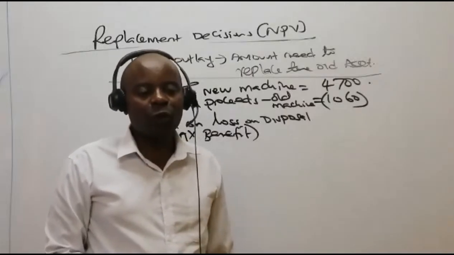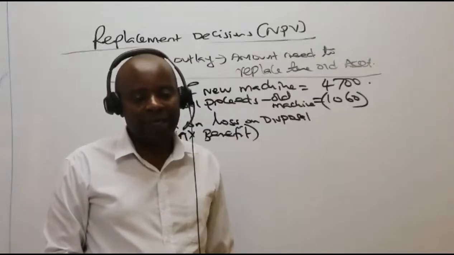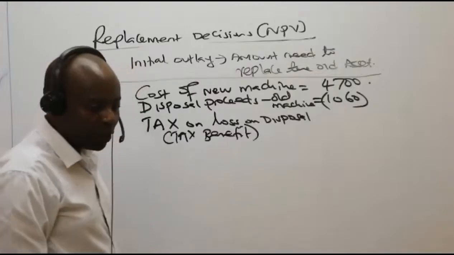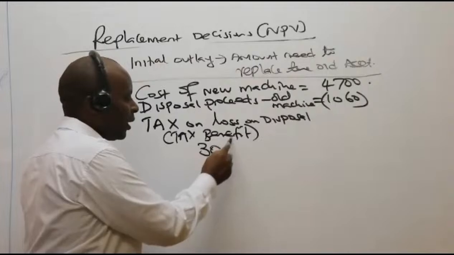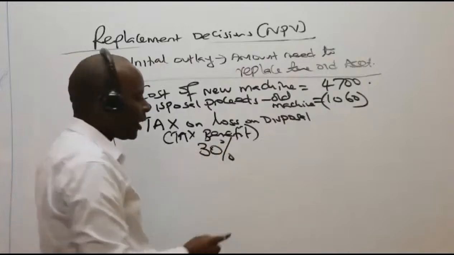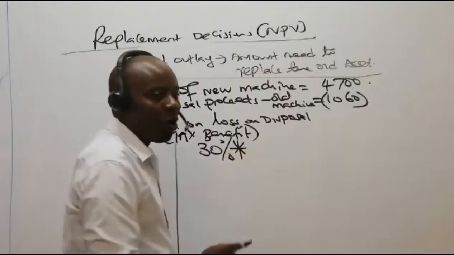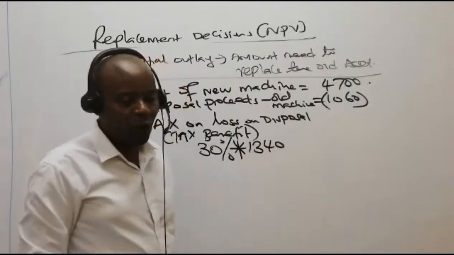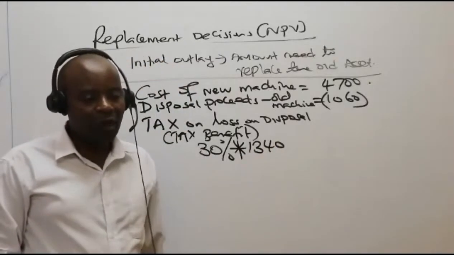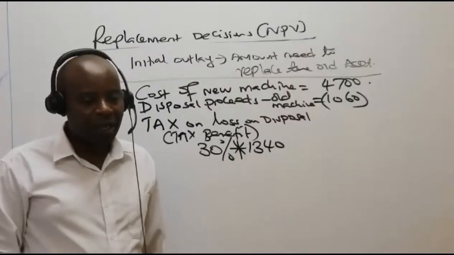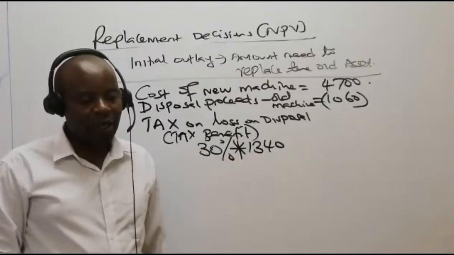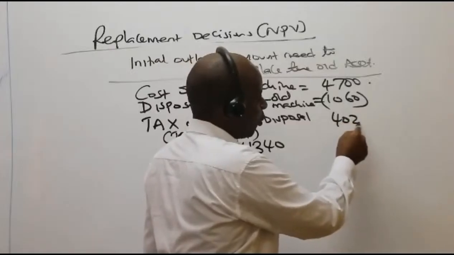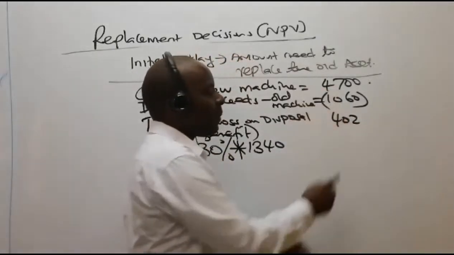So, ladies and gentlemen, then we need to know the rate of taxation given by the examiner. Somebody is telling me it is 30%. So 30% of the loss on disposal. You gave me a figure of 1340 for the loss on disposal. Which gives me what here, somebody? Which gives me 402.